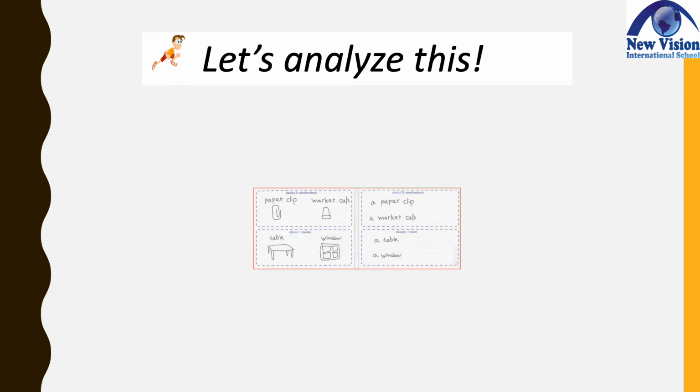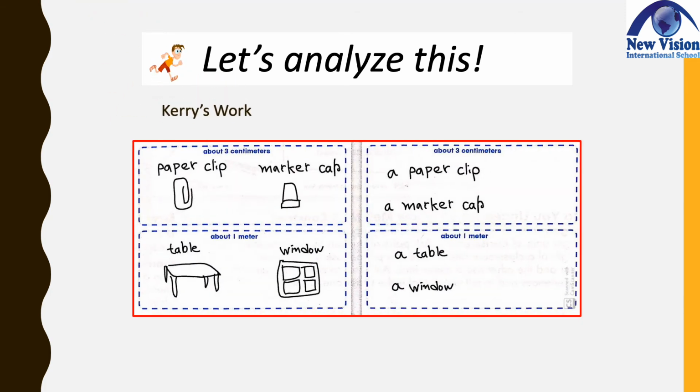Let's analyze this. Carrie's work and Louis' work. Let us start with Carrie. Carrie finds and measures a paper clip, a marker cap, a table, and a window, and then draws and labels them on her work map. Louis finds appropriate objects and labels them on his work map, but does not draw pictures.